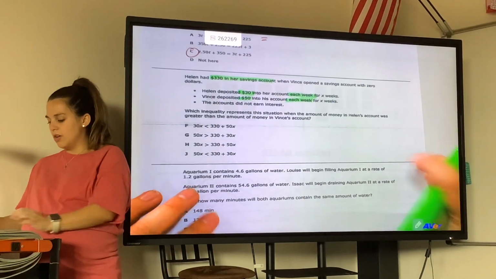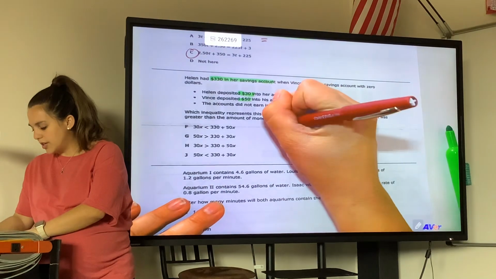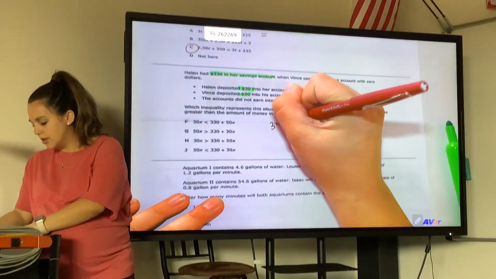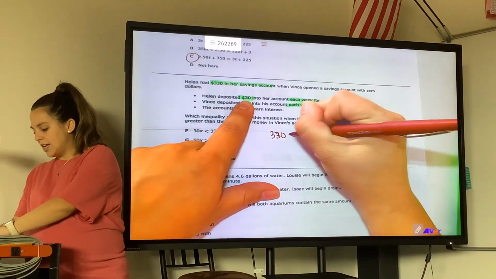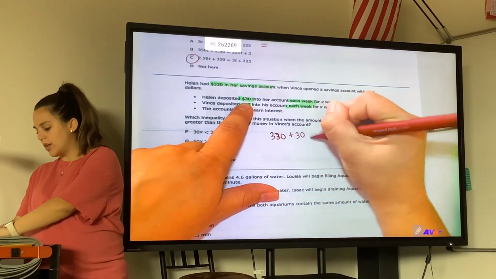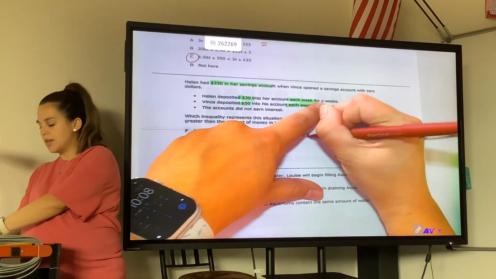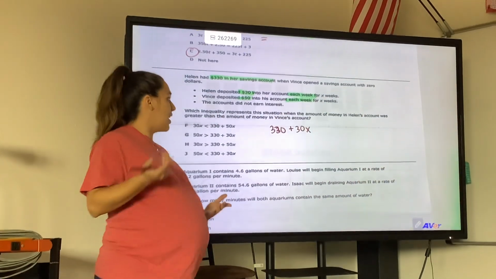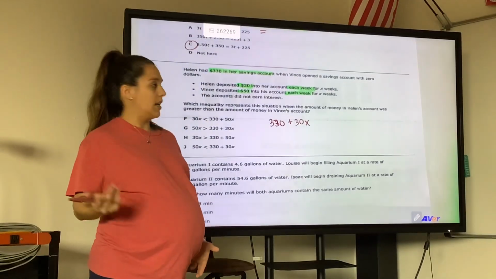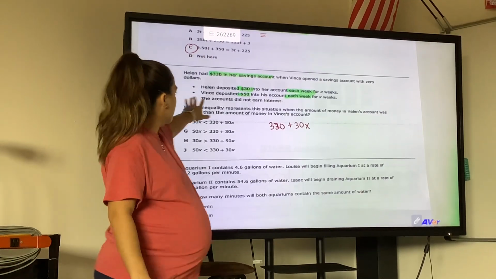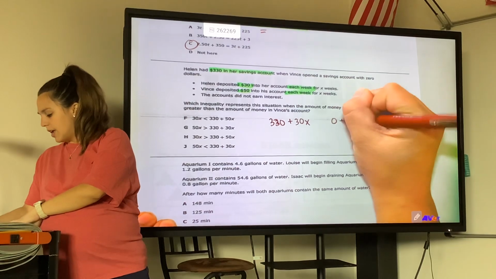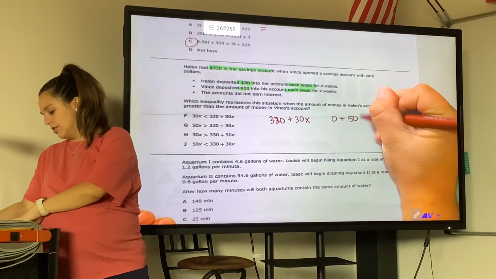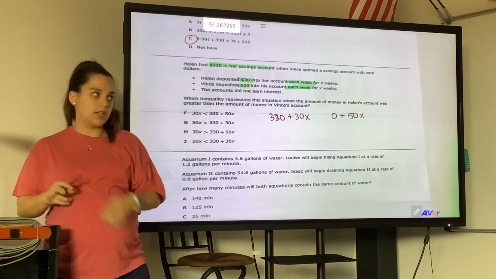So first of all, we have Helen, who has $330 in her savings account. She's adding $30 per week, so we can say X because it's each week. And it said X weeks, so I don't know how many that is. And then we have Vince over here who starts off with 0, and he adds $50 per week, which we don't know how many weeks.